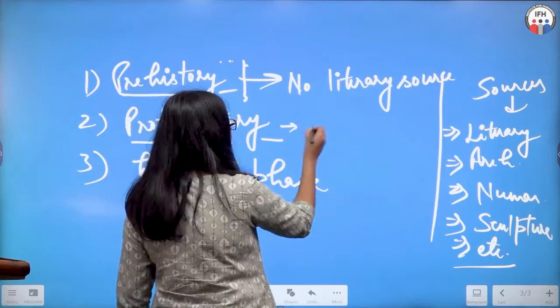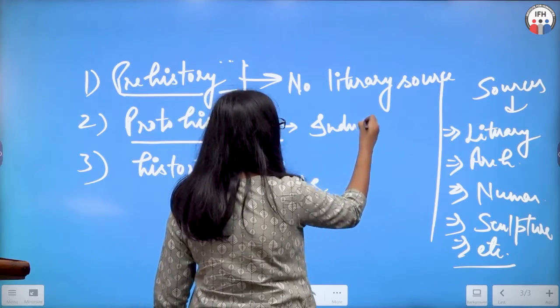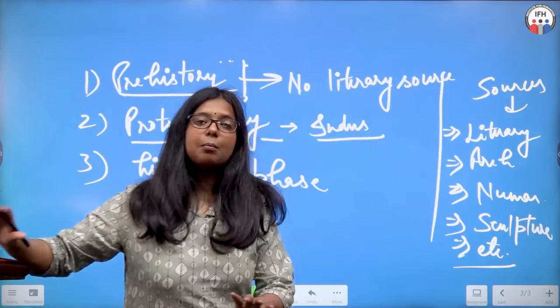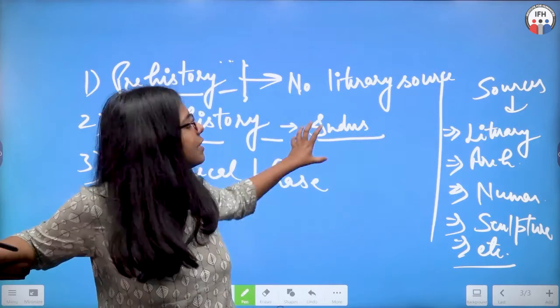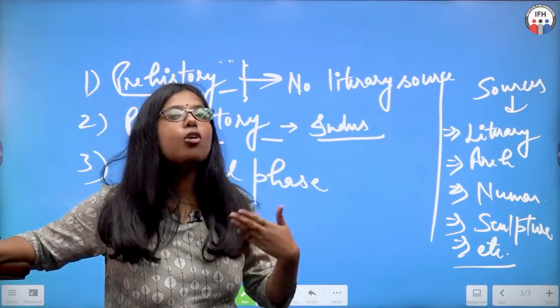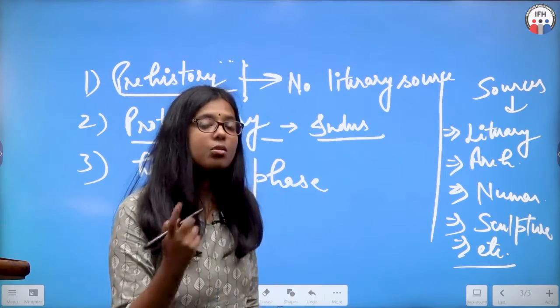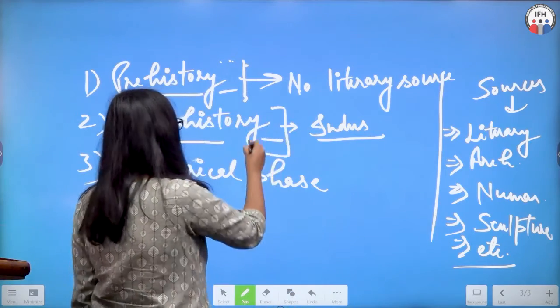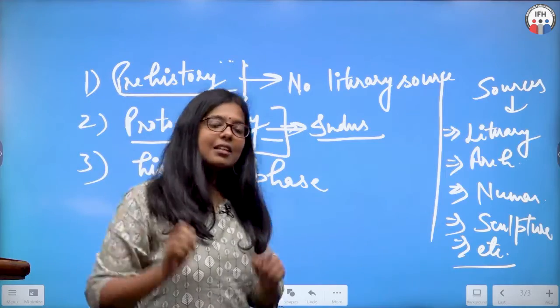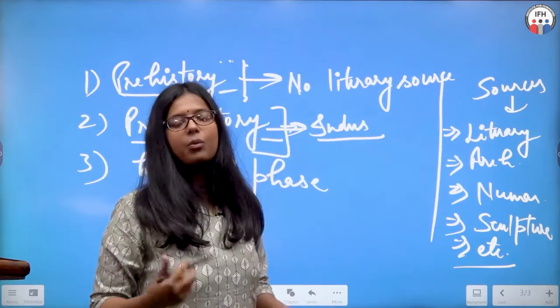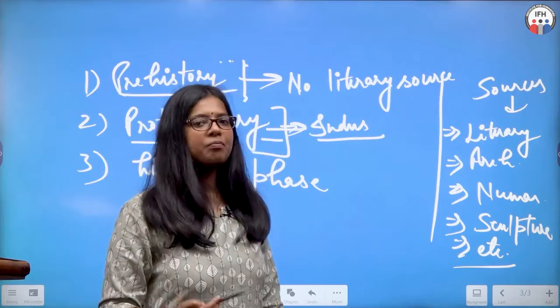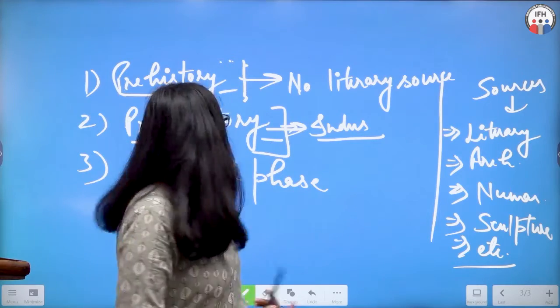So for example, Indus Valley civilization, here we have a script, we have written evidence, but we cannot comprehend them because we do not understand their language. So that is the phase which is called proto-history, that written evidences are there but we do not understand them.